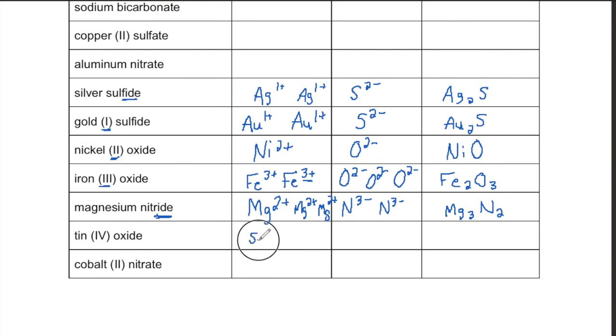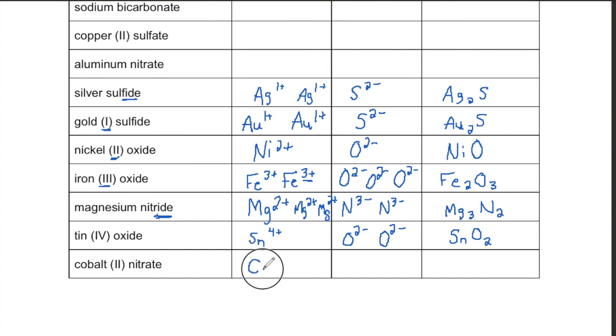Tin 4 oxide, we have tin with a +4 charge and oxygen with a -2 charge. So we're going to need another oxygen here. So that would be our formula of tin 4 oxide.